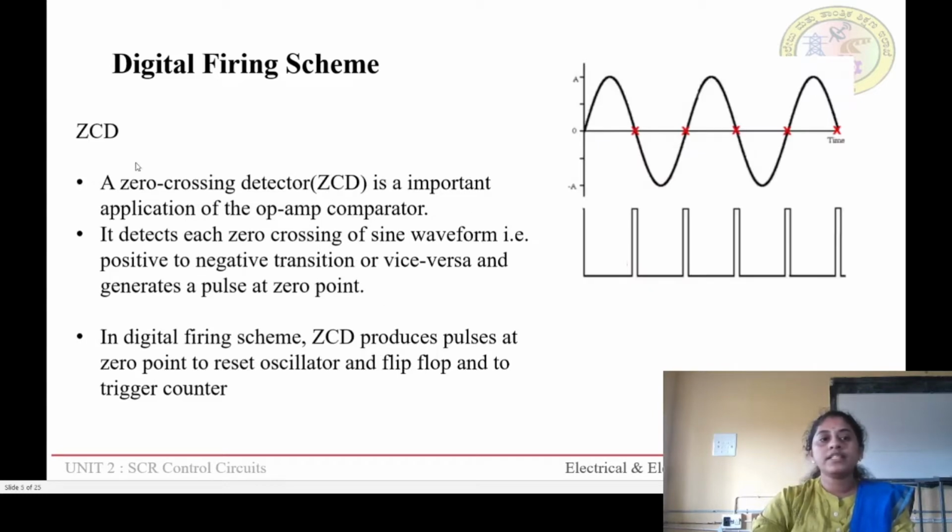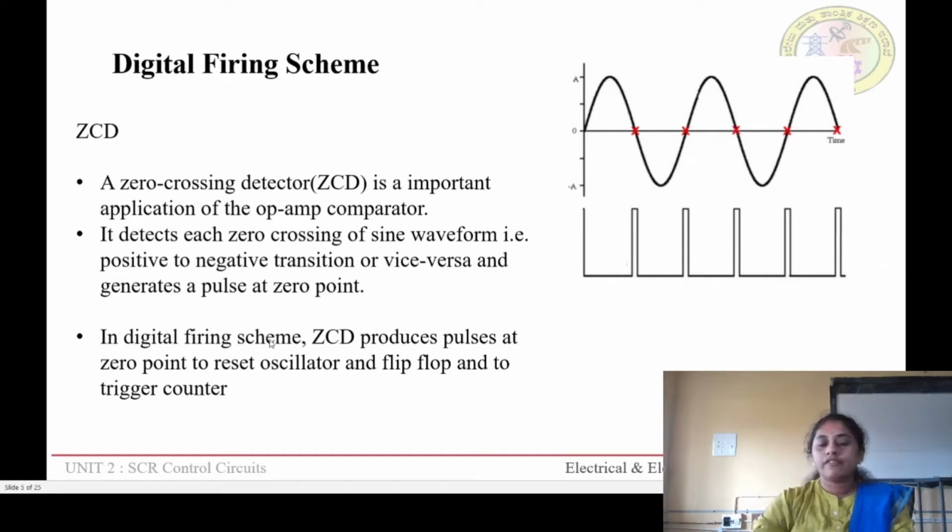Next block we'll see is ZCD. ZCD is a zero crossing detector. It is a type of voltage comparator. It detects the zero crossing of each sinusoidal waveform, that is, it may be from positive to negative transition or from negative to positive transition. At each zero crossing, it produces a digital pulse. You can see here at each zero crossing it has produced pulses.